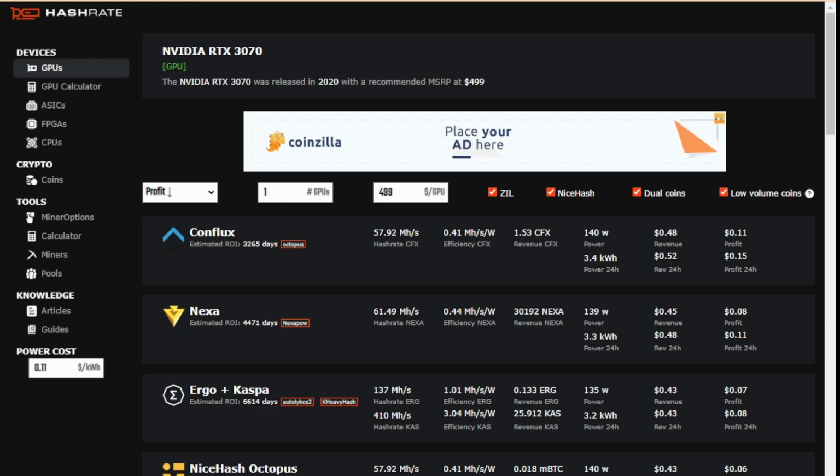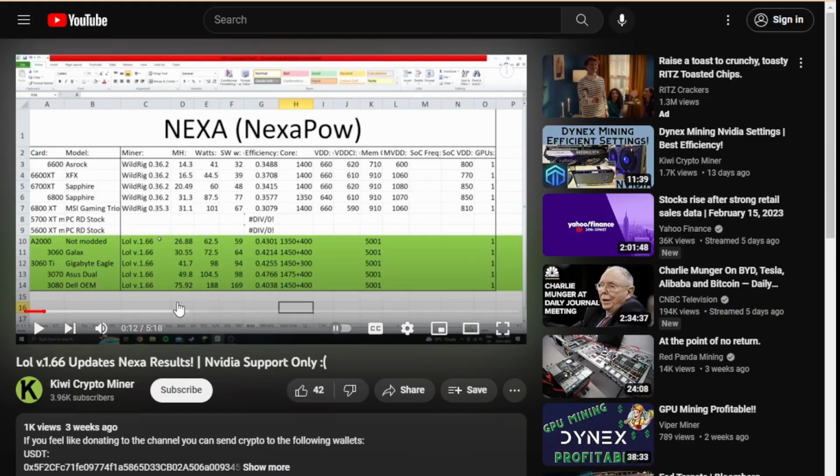Okay guys, let's take a look at the 3070. Now I'm mining Nexa with all my Nvidia GPUs. I am mining Nexa plus Zill, but I just want to go over the straight Nexa numbers here because it will be easy to compare. Now the biggest thing we're going to look at is how accurate this table is from my numbers. Now I'm going to bring up Kiwi Crypto Mine right here.